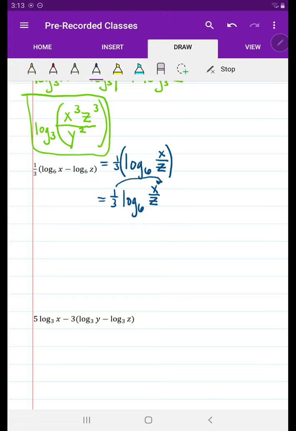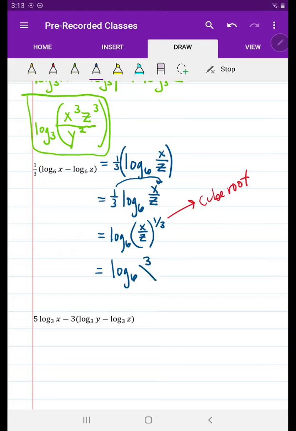So now you know that when we have these coefficients out in front, they turn into the exponent on our argument. So you could think about this as log base 6 of x over z, and the whole thing is raised to an exponent of 1/3. You could leave that 1/3 there, but when we have fractional exponents, we like to rewrite that as radicals. An exponent of 1/3, remember, is the same thing as a cube root. That was the whole thing about chapter 7. So this is going to turn into log base 6 of the cube root of x over z. And that's your answer there.